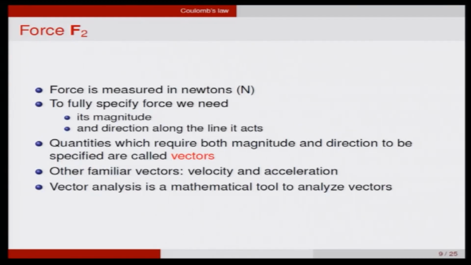And how do we understand these vectors? There is a mathematical tool to analyze and understand vectors called vector analysis. Now, before we talk of vector analysis, we also need to know how to represent these vectors numerically, and that is the subject of coordinate systems.